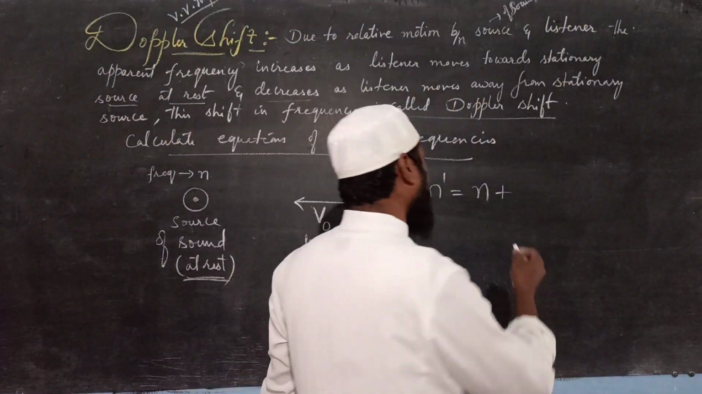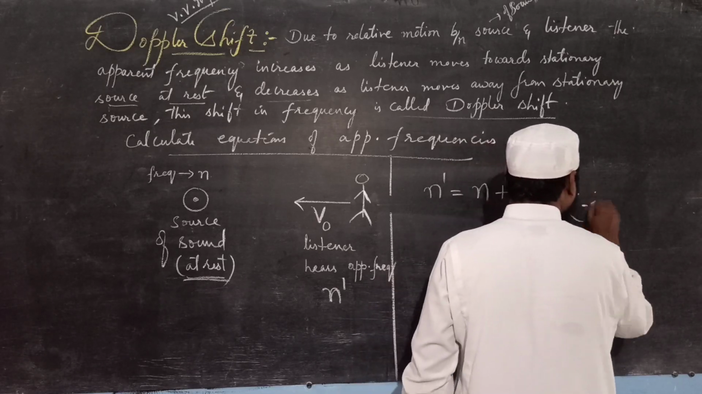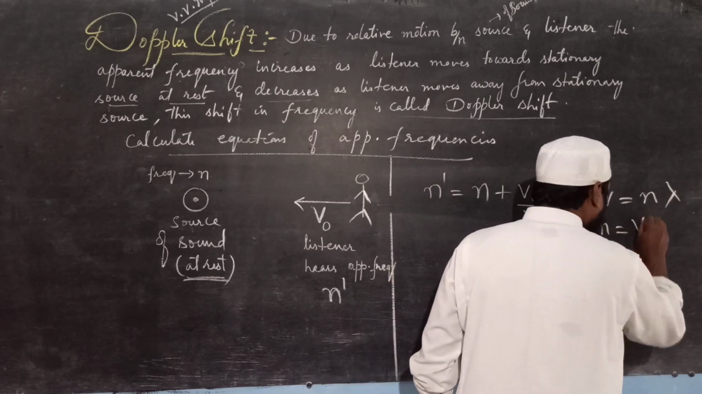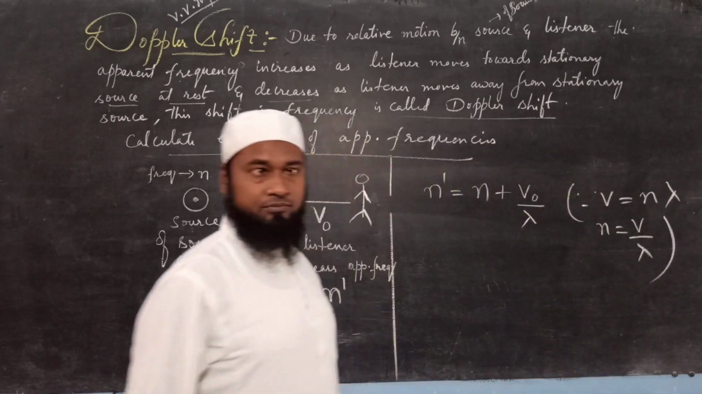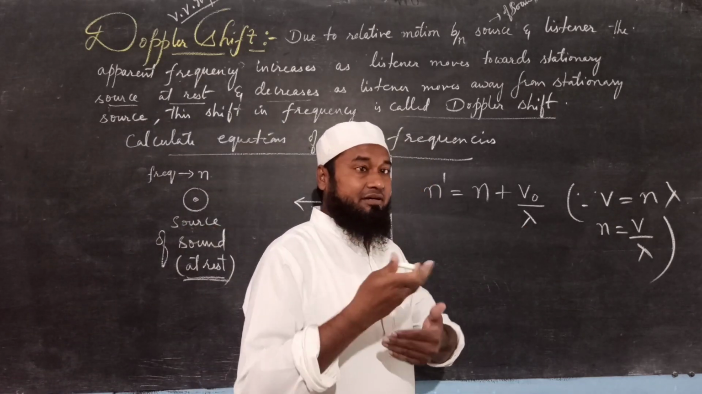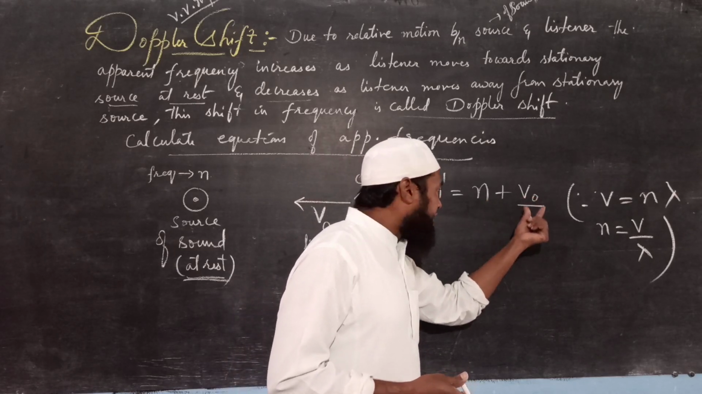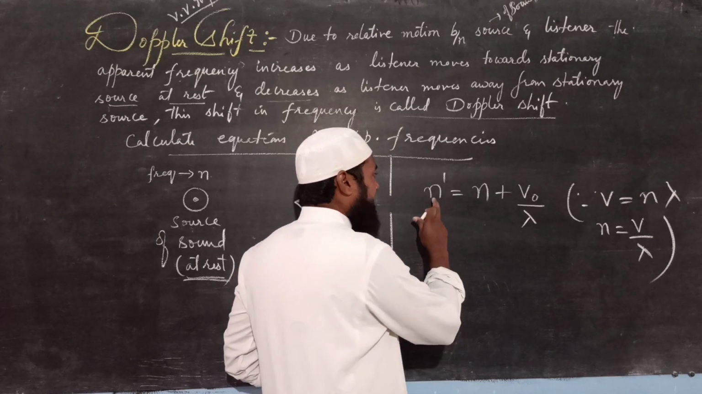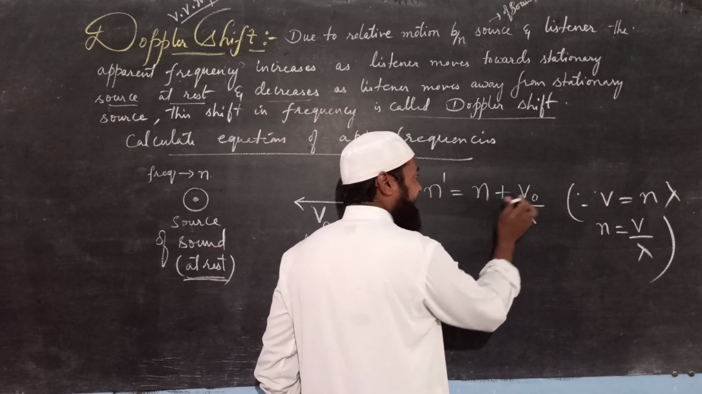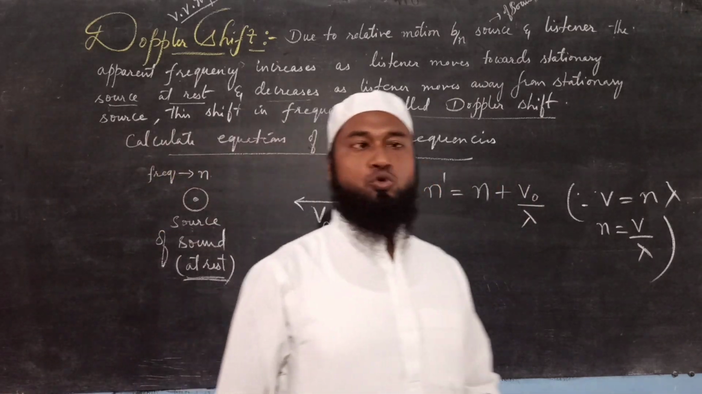That more number of frequency I am writing as v naught by lambda, since v is equal to n lambda, n is equal to velocity by lambda. From this concept, the additional frequency which is getting added to the original frequency we can write as velocity by lambda. So I have written the apparent frequency as n dash is equal to frequency plus added frequency due to decrease in distance between listener and source.